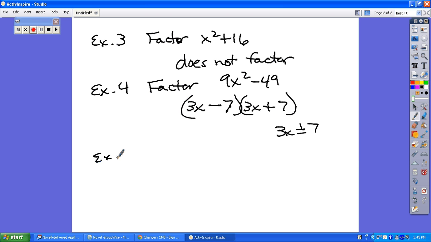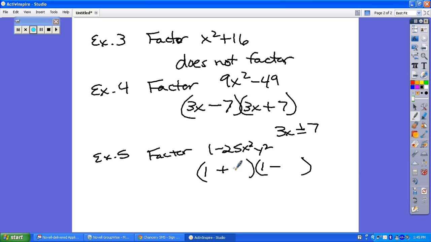Okay? Let's try this one. So example 5. We want to factor 1 minus 25x squared y squared. So what I've done is I put more variables in because you've got to be able to work with more. Okay. So again, one of the things that usually trips people up is they get this part but they don't know what to do here. Keep in mind that 1 is a perfect everything. It's a perfect square, it's a perfect cube, it's perfect everything. So 1 factors into 1 and 1 plus and minus 5xy, 5xy. Most of you will find this one is your favorite.